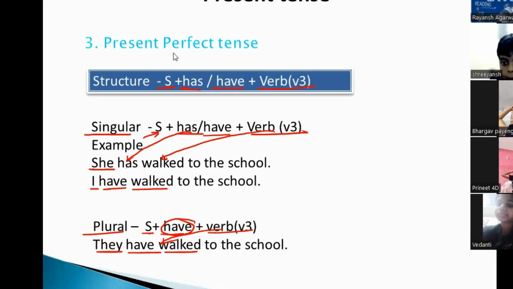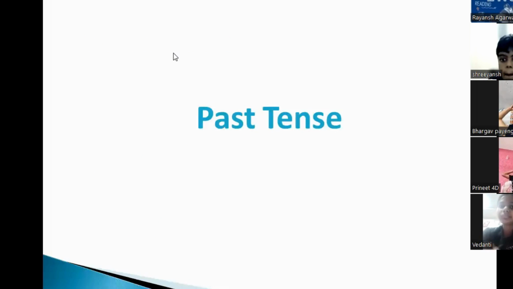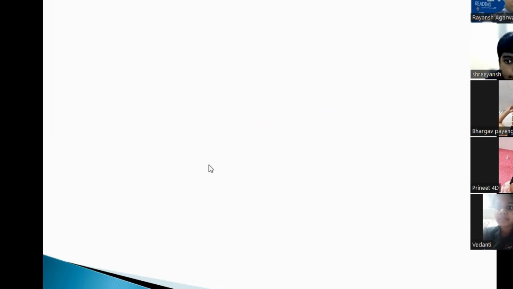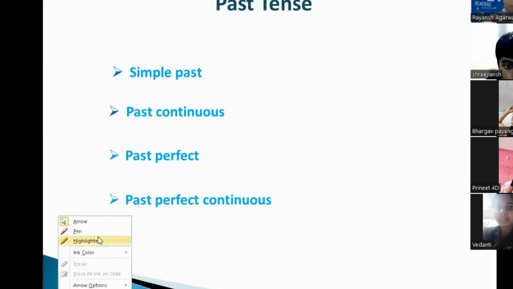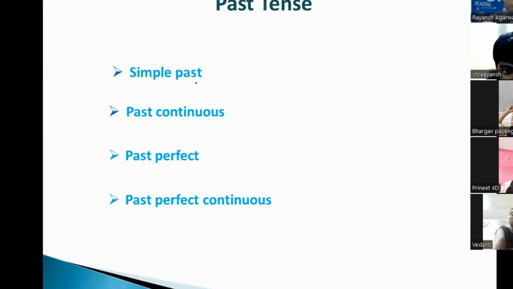Yes, ma'am. Okay. So our next type is past tense. In past tense, we are going to have 4 subtypes: simple past tense, past continuous tense, past perfect tense, past perfect continuous tense. So we are going to learn about the first 3 types of this past tense. Let's begin with the simple past tense. For our grades 4 and 5, we are going to learn about the first 3 types.